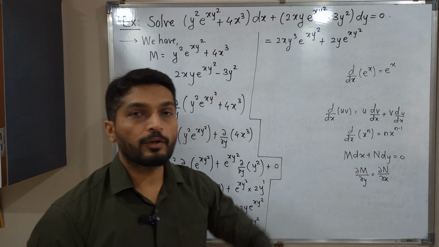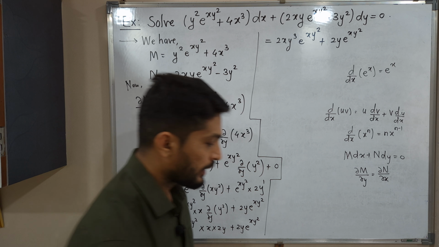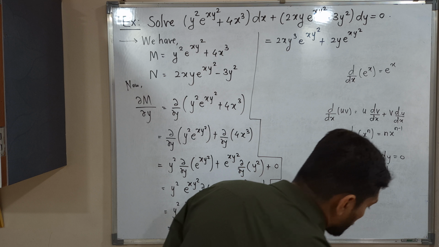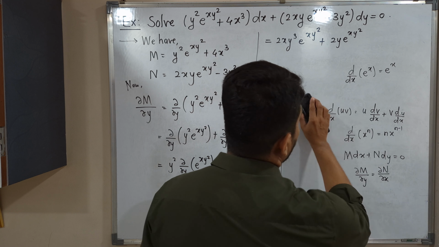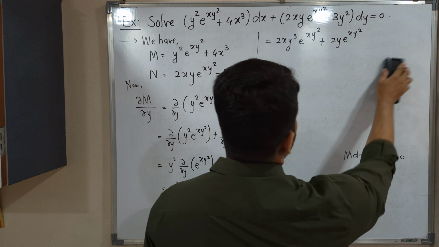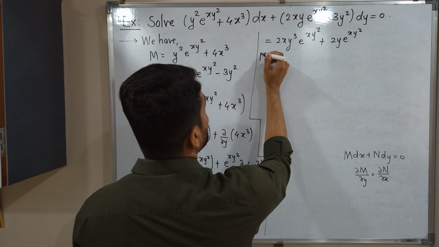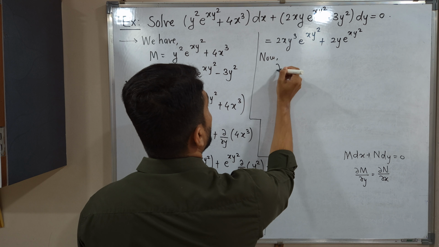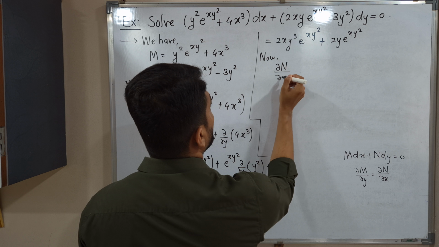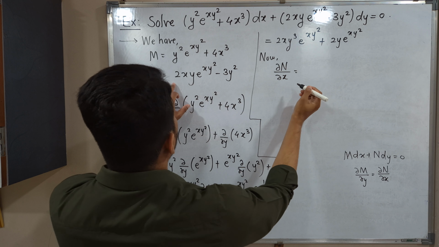Now we have to find the derivative of N with respect to x. Okay, so let me remove this part. We'll have some more space to write. So now, derivative of N with respect to x. What is my N? This is my N.